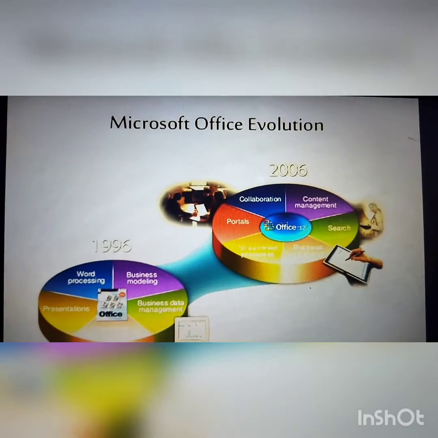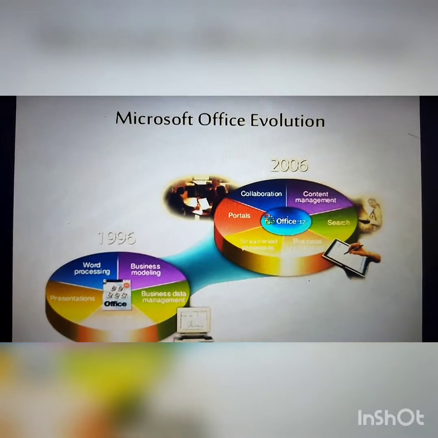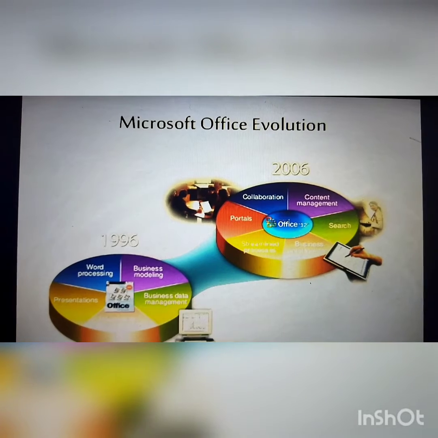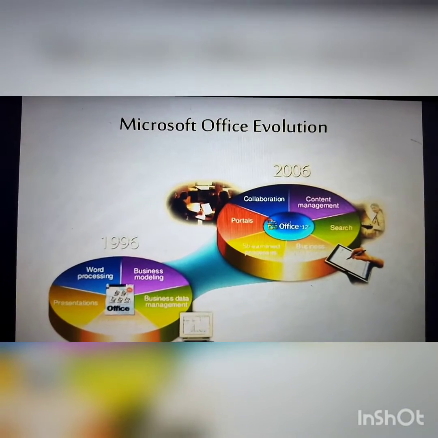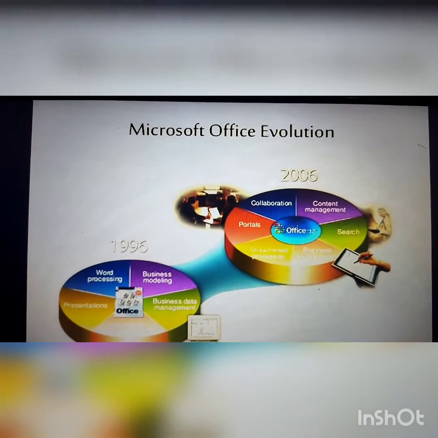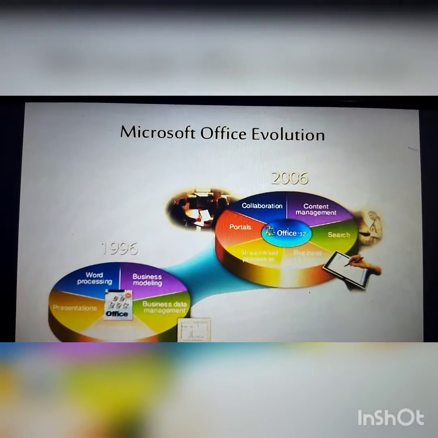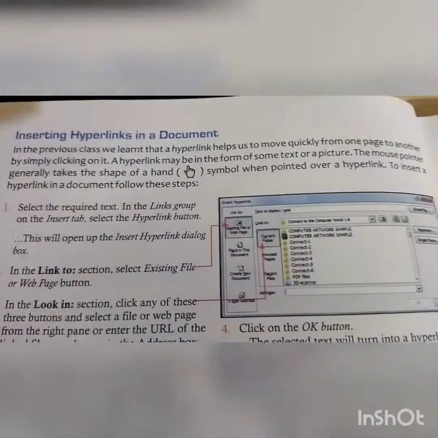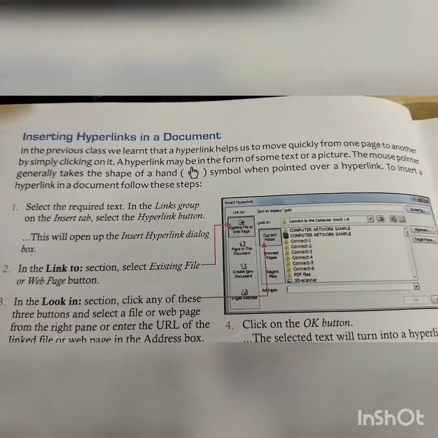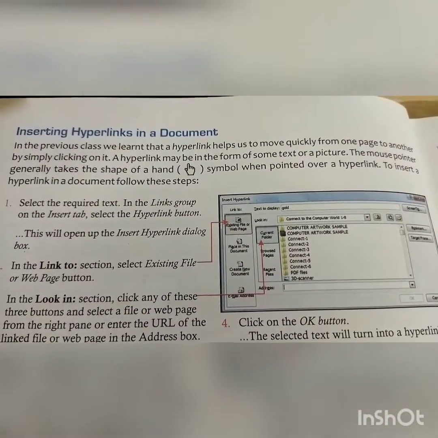So students, in MS Word, the hyperlink in a document. Previously you already learned this topic. A hyperlink helps us to move quickly from one page to another by simply clicking on it. A hyperlink may be in the form of some text or a picture.